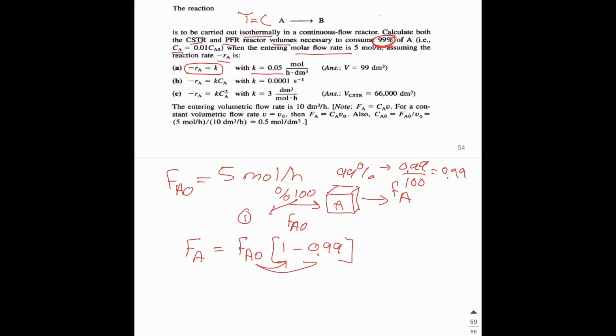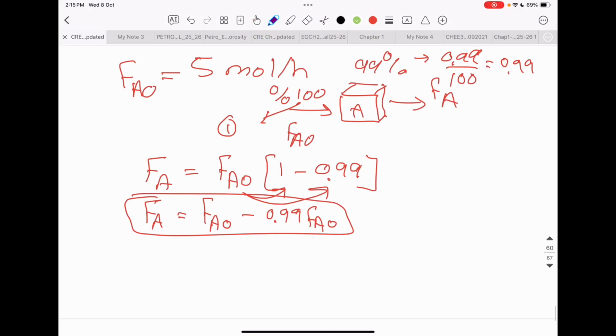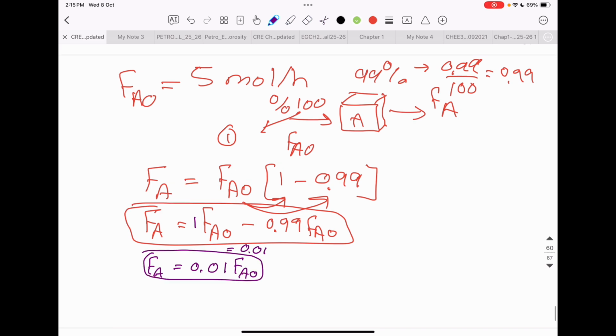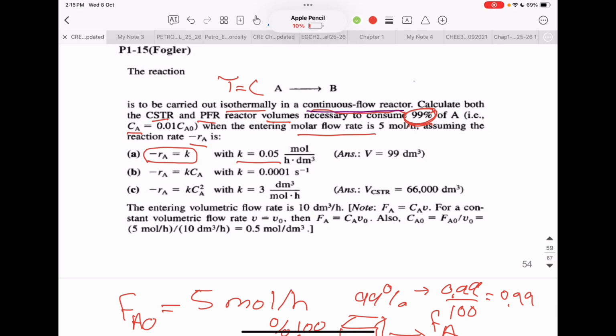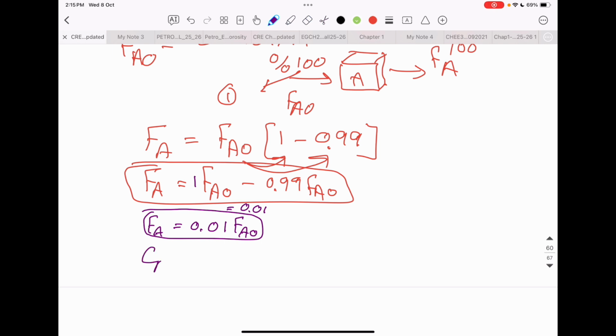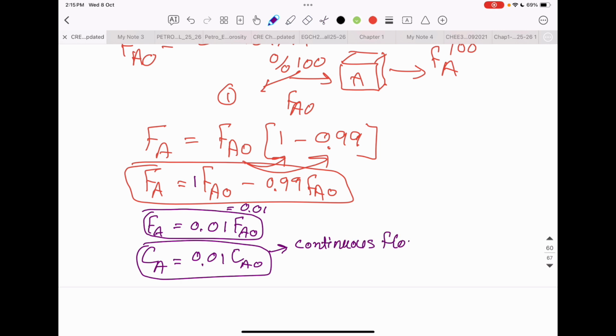So then we will multiply. FA will be equal to FA naught minus 0.99 FA naught. So we have here 1 minus 0.99, which will be 0.01, so 0.01 FA naught. And they said in the question that it is a continuous flow reactor, which means that CA will be equal to 0.01 CA naught. This is in case they said continuous flow reactor.